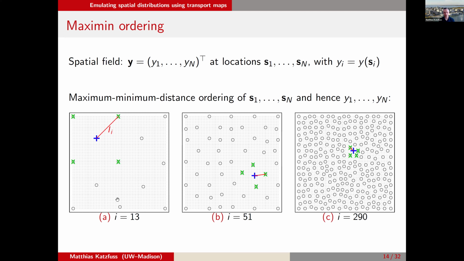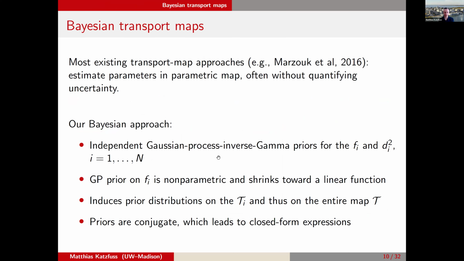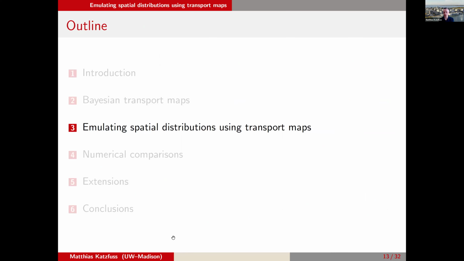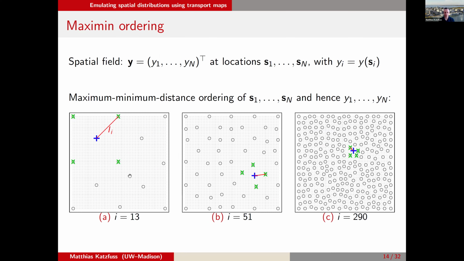And what that does is, if we look at the first I locations in the ordering, we get denser and denser grids over our spatial domain. Looking at the first I locations in this maximum minimum distance ordering for I equal to 13, 51, 290, you can see things are getting denser and denser. And so these regression problems that we mentioned earlier, in the spatial context, we can think of them as spatial prediction problems.